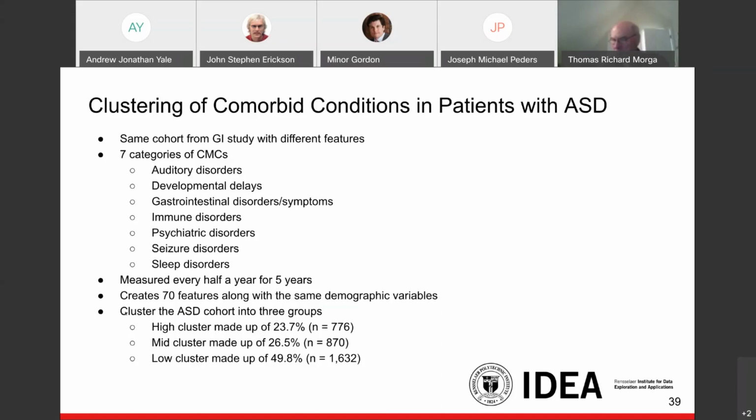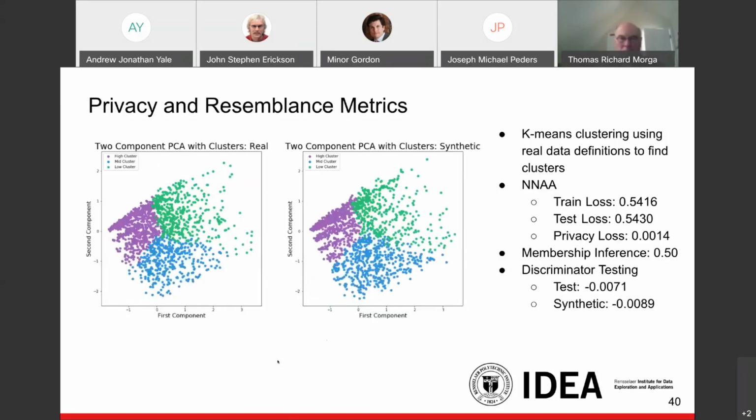What they saw in the original study was they clustered into 3 different groups. They had a high, mid, and low cluster, in terms of number of total comorbid conditions. The high and the mid were about 25% of the group each, and the low was 50% of the group. The low cluster had a number of comorbid conditions about the same as the population, and the high and the mid were much higher than the average in the ASD cohort. So we'll see that in a bit.